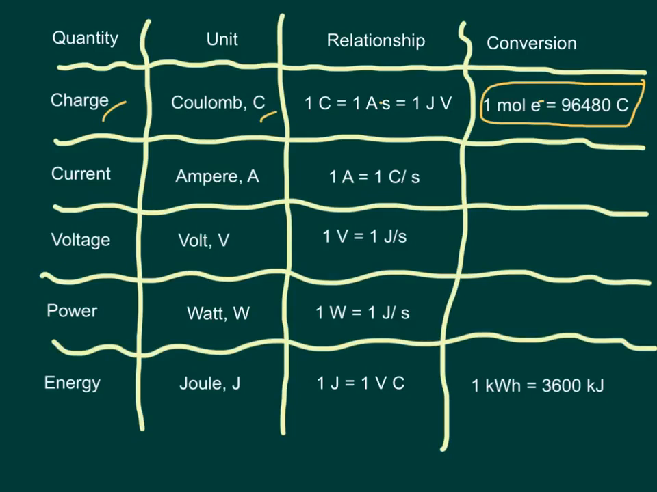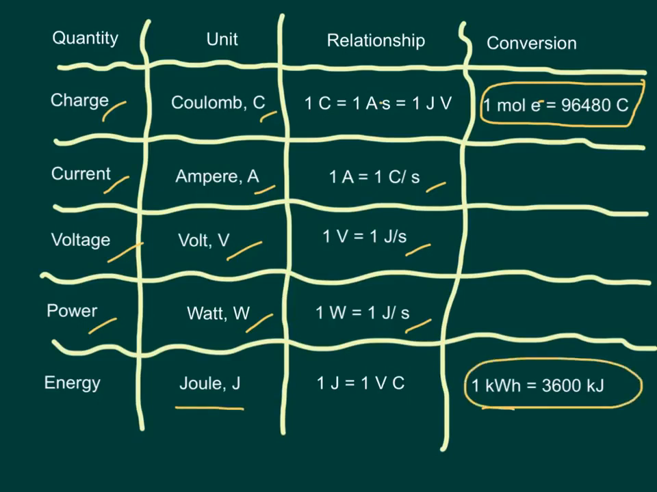Current, that's how fast charge is flowing. That's measured in amps, so coulombs per second. Voltage is measured in volts, which is joules per second. Power, that's how fast you can do work, is measured in watts, which is a joule per second. And energy is measured in joules or kilowatt hours.